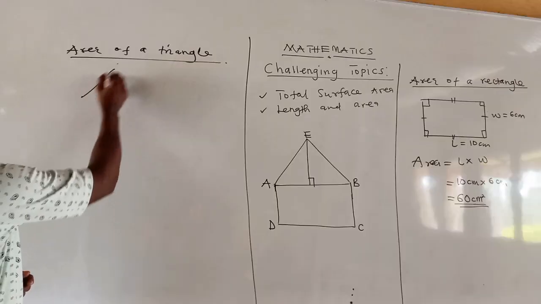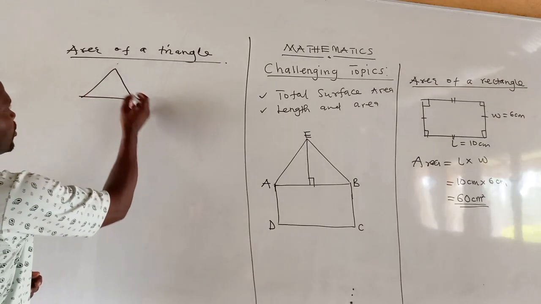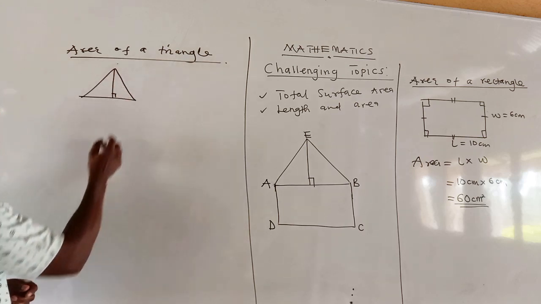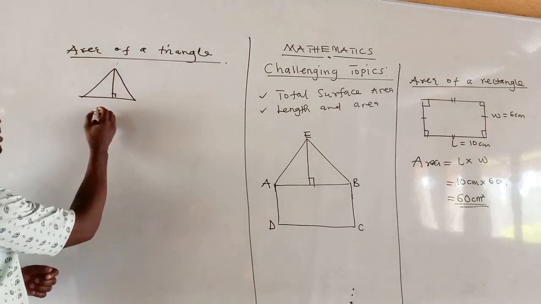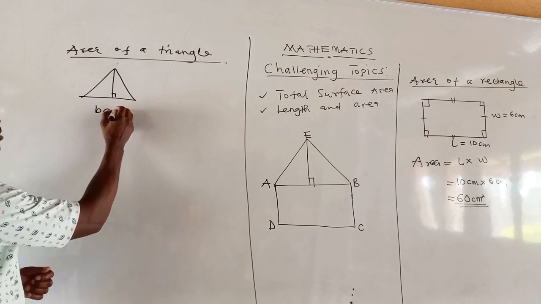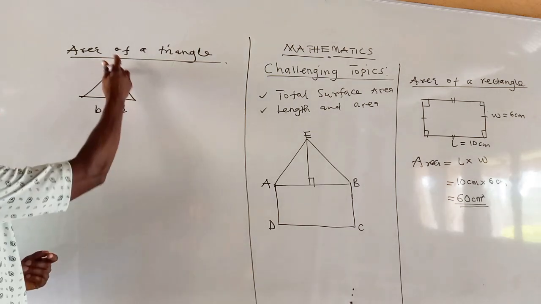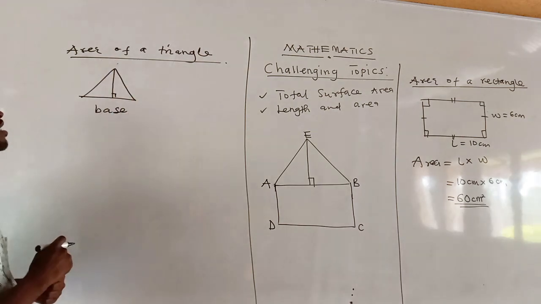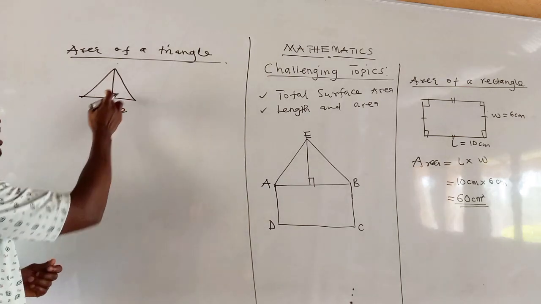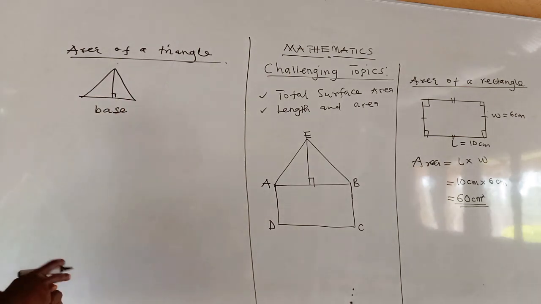Now let's move to the triangle. We call this down here the base of the triangle. And this side, we call it the sloping side. And then from the top to the bottom, we call it the height of the triangle.